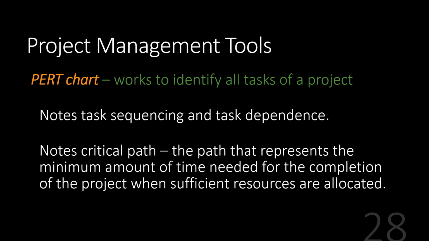So the critical path is important in a project because that identifies the specific sequence of tasks that need to be performed as efficiently as possible to keep the project on track. If any of these tasks gets delayed, well, then the whole project gets delayed. So that critical path is an important thing to keep an eye on as the project progresses.